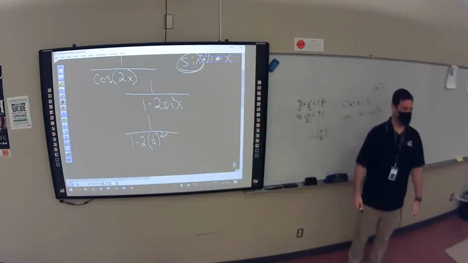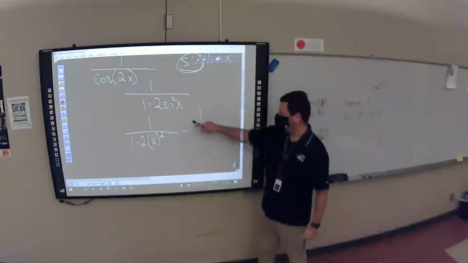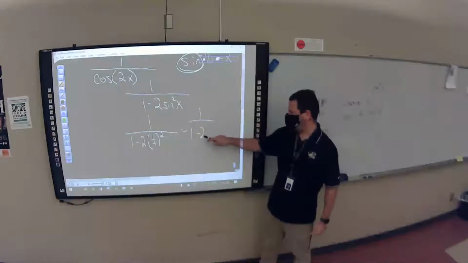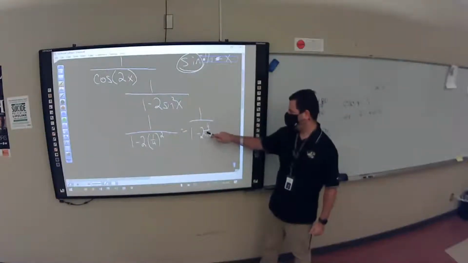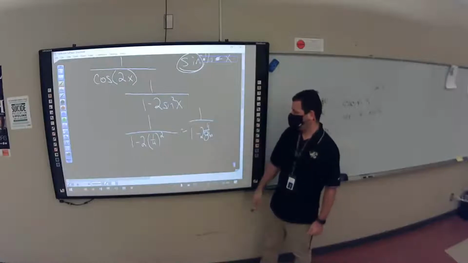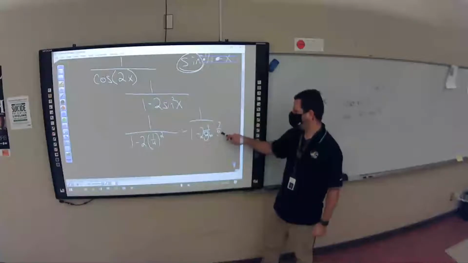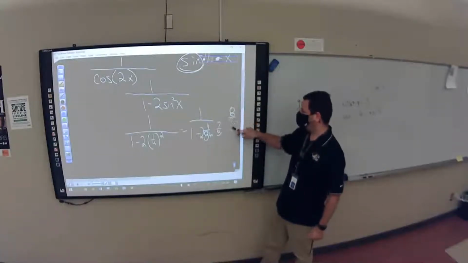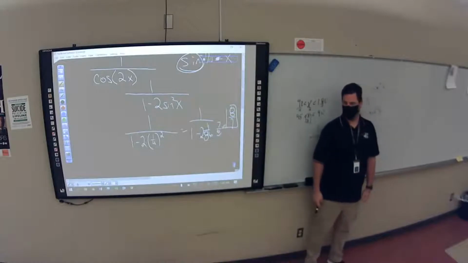And now we just got to simplify this. 1 over 1 minus 2 16ths. This is 1/8. 1 minus 1/8 is 7/8. Flip it and multiply it, and that's 8/7. And that's how they got it. Anybody okay with my math?